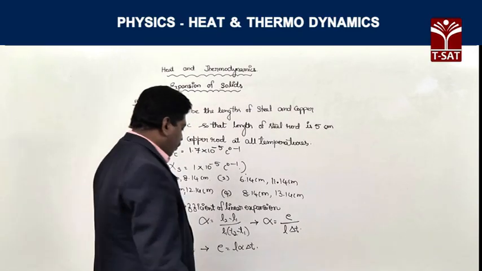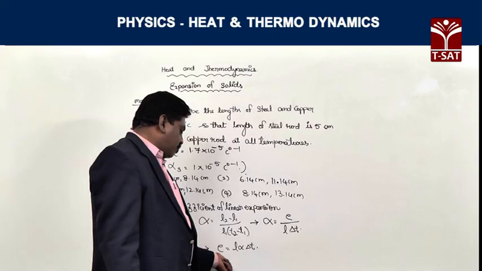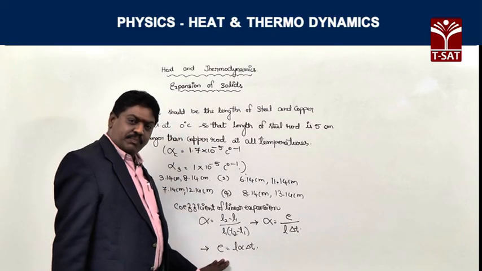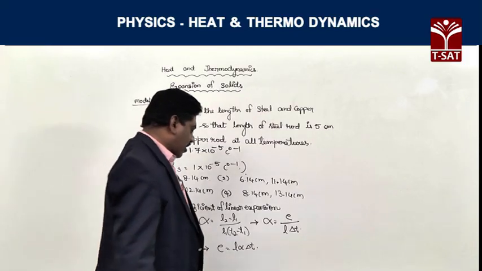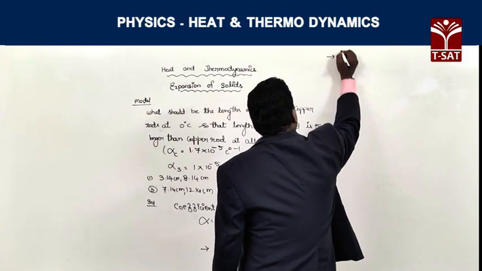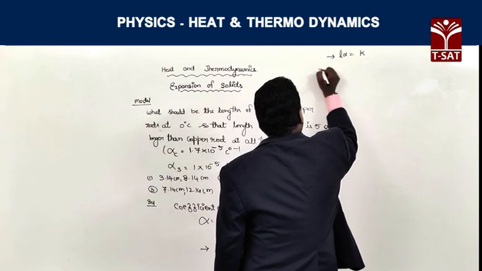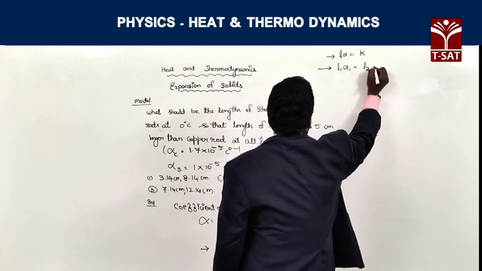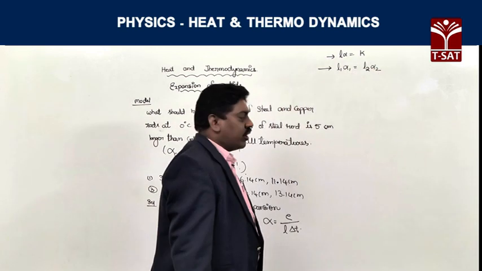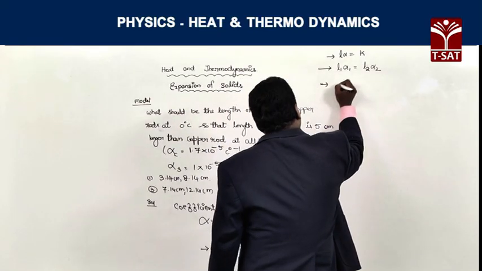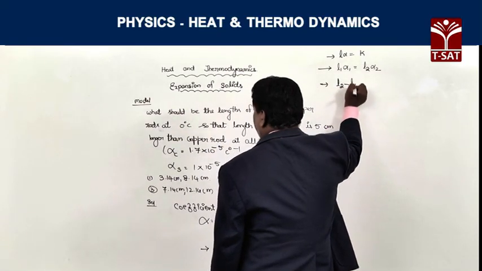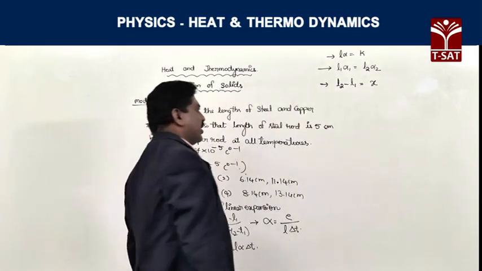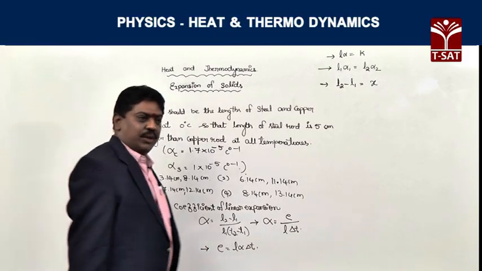Okay, fine. Now, whenever we say expansion and change in temperature are constant, then we have L alpha equals to constant, from which we can write L1 alpha 1 is equals to L2 alpha 2. Next, it is given very clearly that L2 minus L1 is some x value given for us.